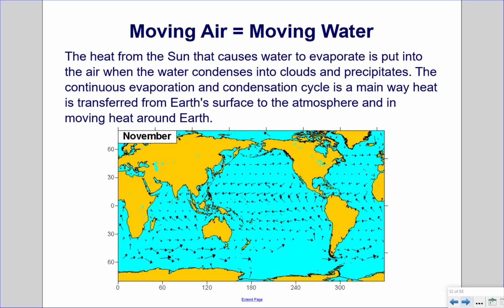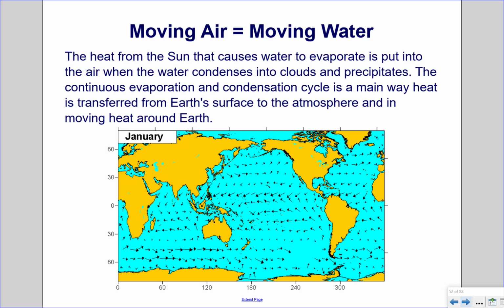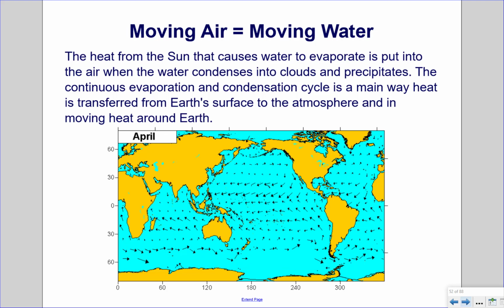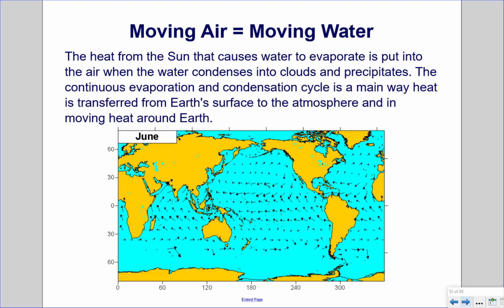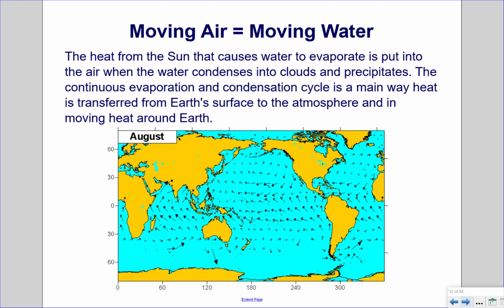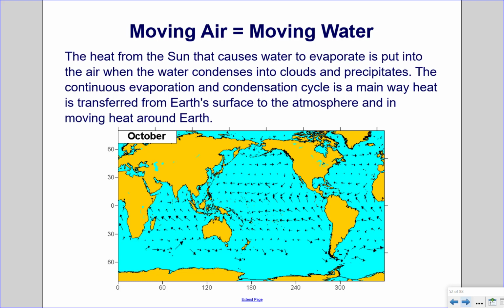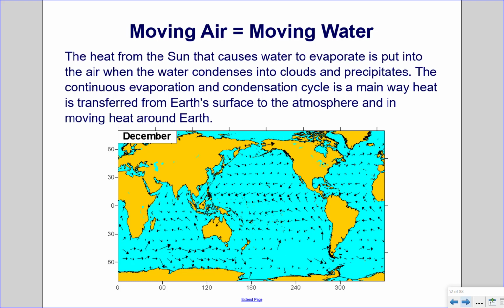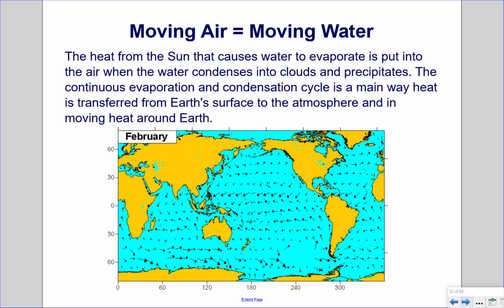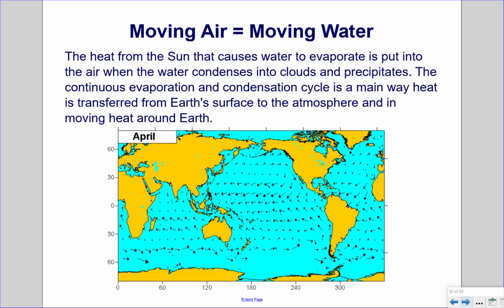The heat from the sun that causes water to evaporate is put into the air when the water condenses into clouds and precipitates. The continuous evaporation and condensation cycle is a main way heat is transferred from Earth's surface to the atmosphere and in moving heat around the Earth.